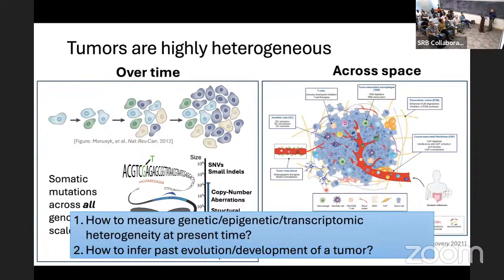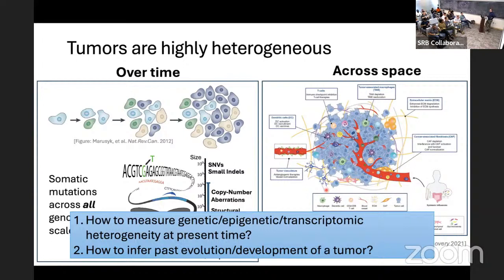And so natural questions, I guess, first is how do you measure the heterogeneity? And there's heterogeneity of all different types. So I'm going to focus mostly on genetic, epigenetic, and transcriptomic heterogeneity. Often you're measuring at the time you took the biopsy, but you'd certainly like to infer what happened in the past. Often we get to observe tumors over their development from the first cell to the present. And so what can we infer about the past from measurements at the present? These are two of the questions that I hope to show you some tools for answering.